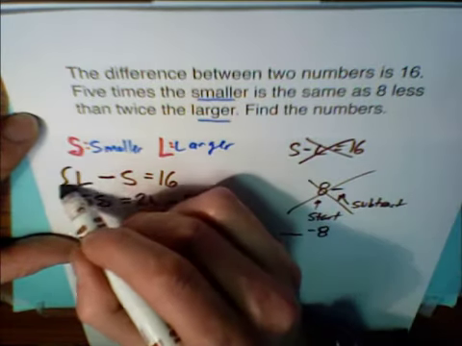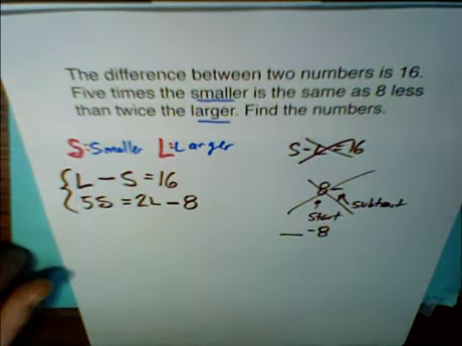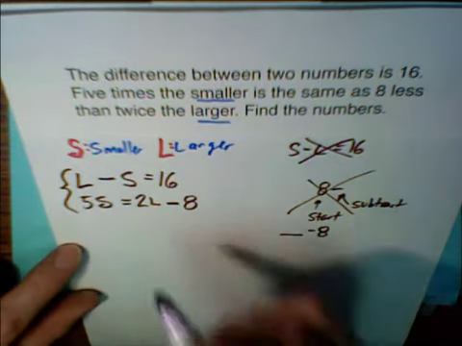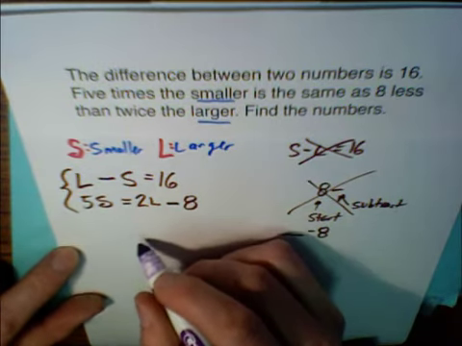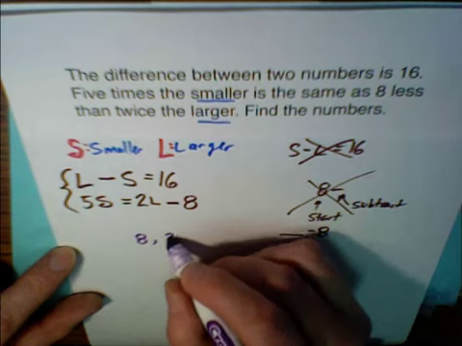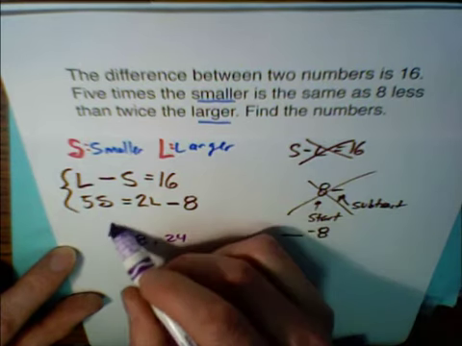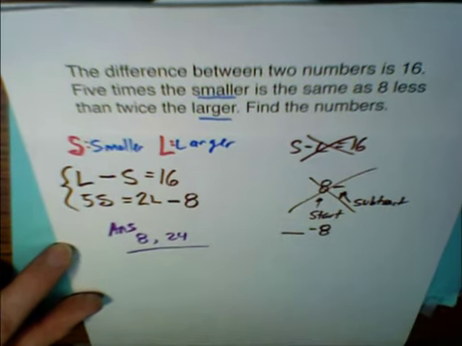And so here's our system. And you can go ahead and solve that on your own. The answer would end up being the 2 numbers are 8 and 24. So you can check that on your own.